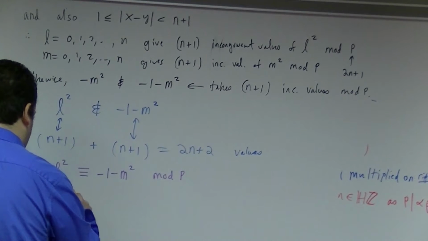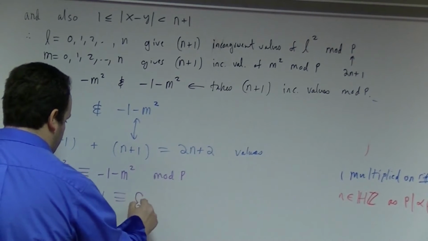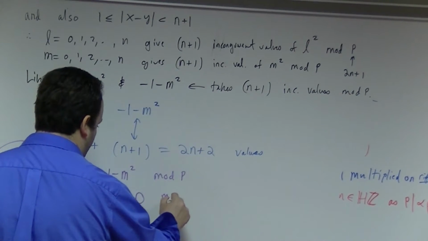m squared plus l squared plus 1 is congruent to 0 mod p.